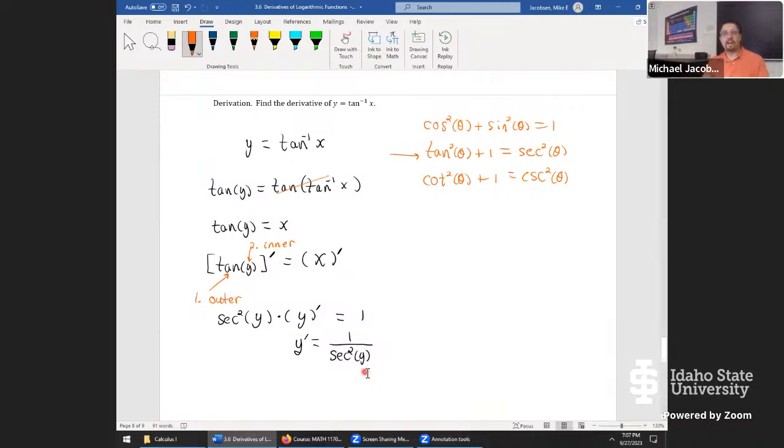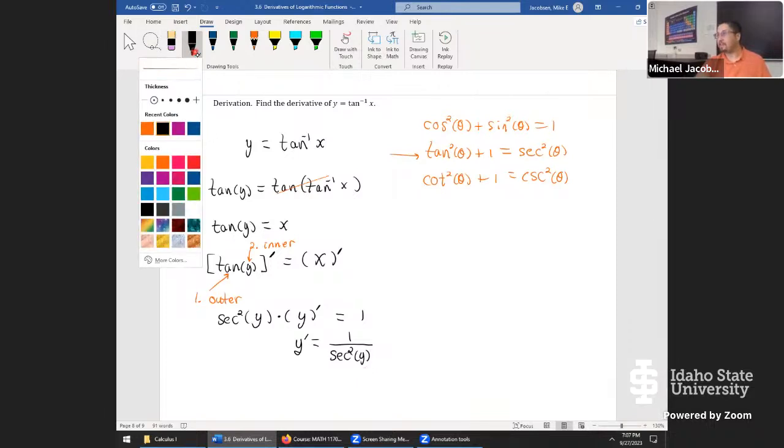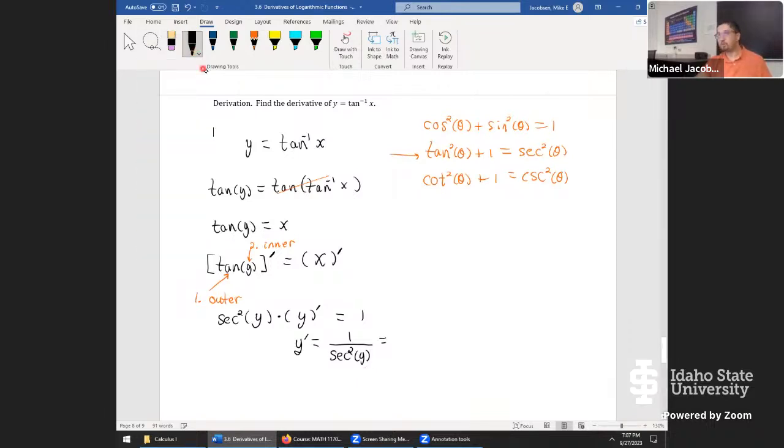So the secant squared y, we can make it become 1 plus tangent squared theta. So that'll be our next step. So y prime is now 1 over 1 plus tangent squared theta. It looks kind of funky to make tangent squared theta come last, but it's only for the formatting of how the book ultimately ends up writing down their answer on this one.